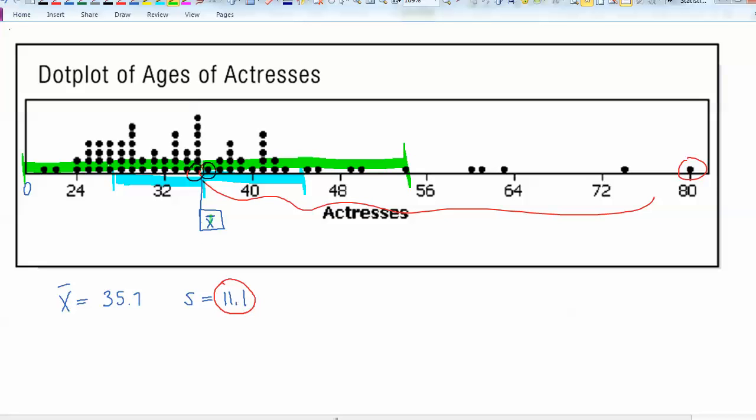It's just the idea that I'm going to be moving over the actual number of the standard deviation, so the 11.1 distance in value. And that's how standard deviation works. And that was really important for us. Okay? Then what did we learn?